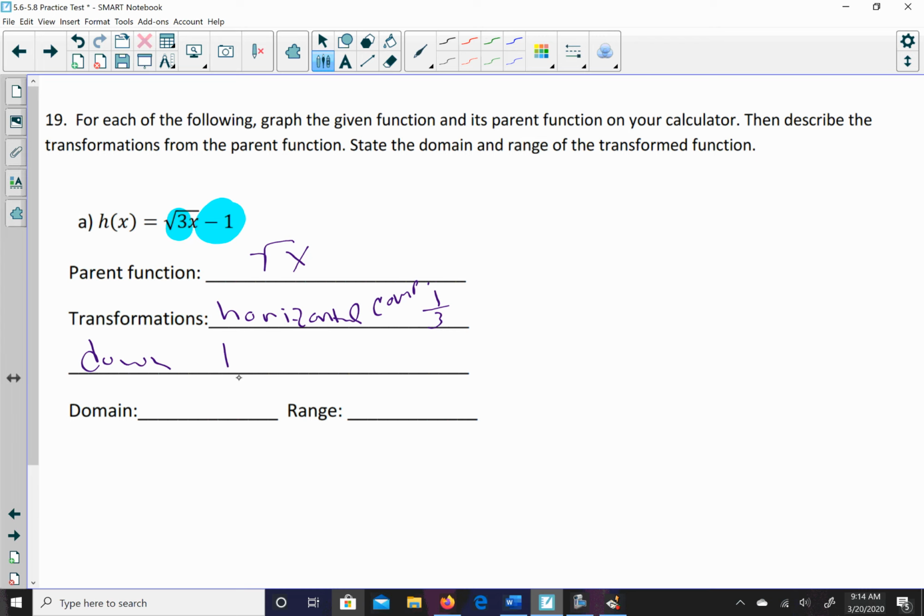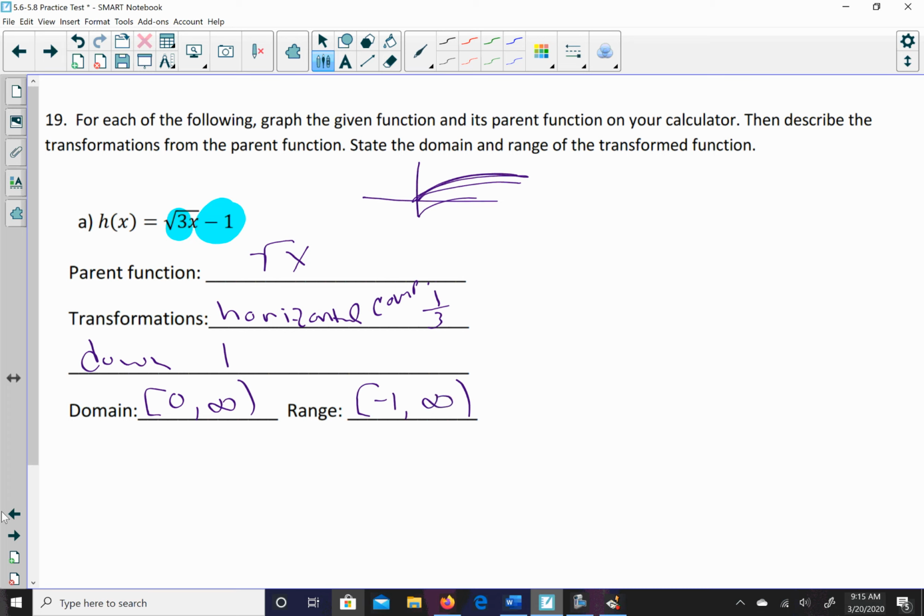So my parent function, square root of x, would go normally like this. It's moving down 1. So now my domain is going to be from 0 to positive infinity. That's going to be numbers that I can put in because it hasn't moved to the left or the right at all. The range, since it's going down 1, is going to be from -1 to positive infinity.